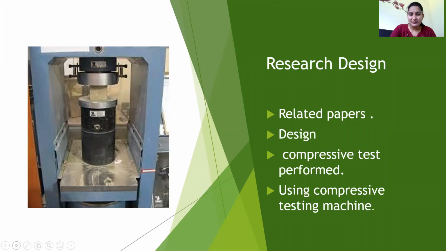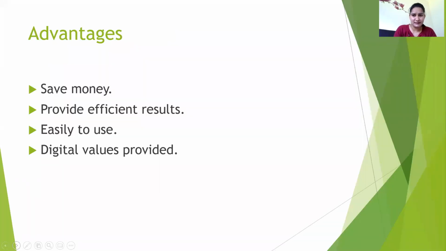By using the compressive testing machine, I found the result by placing the cube between the plates and applying a load of 140 kilonewton per minute. So basically, when it deformed or broke, I found my compressive strength. At last, I found the results.